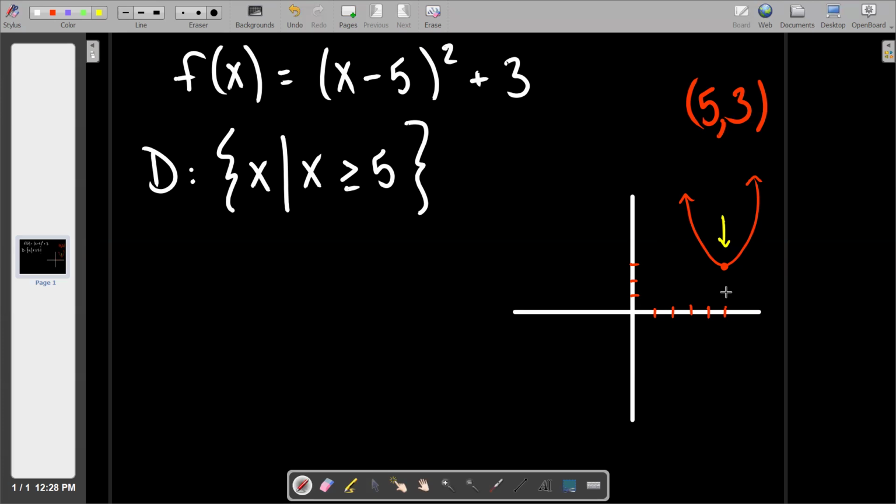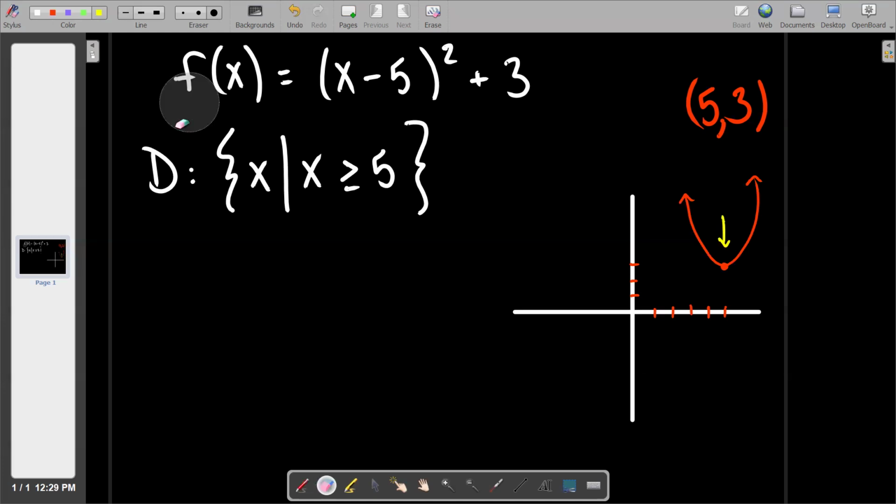Okay. Any questions about just that? So when we see one that's in vertex form like this, the one that's written with the parentheses squared, that's happy day. Very little work to have to do.